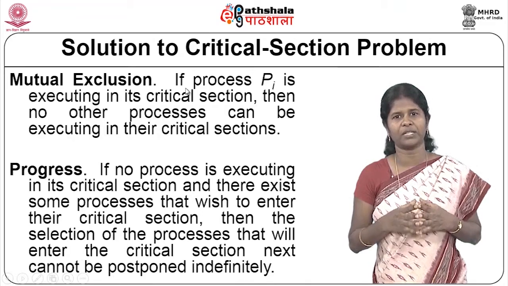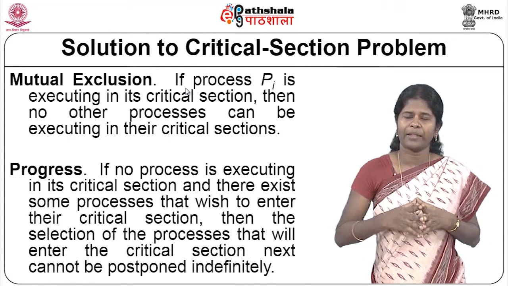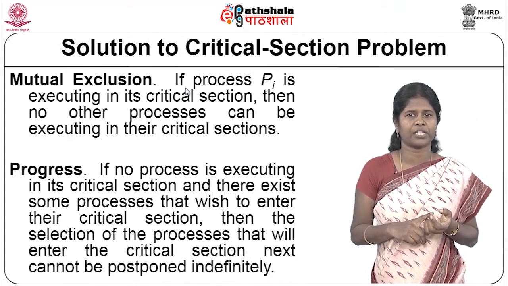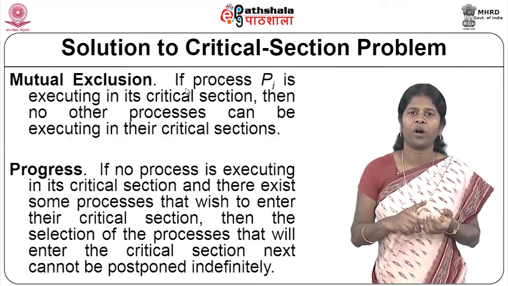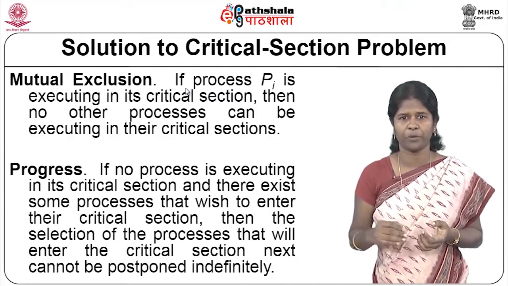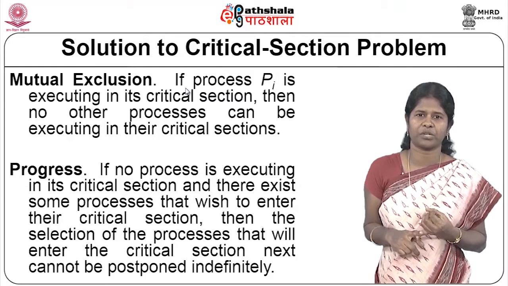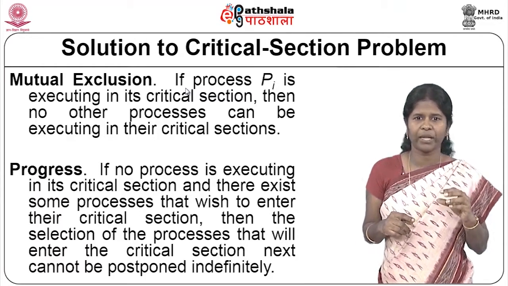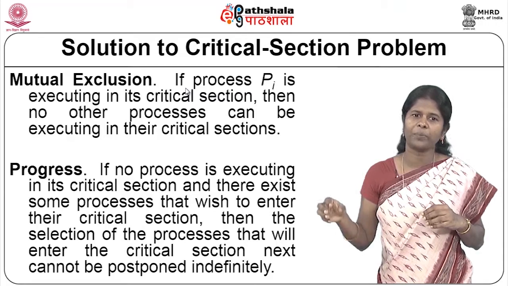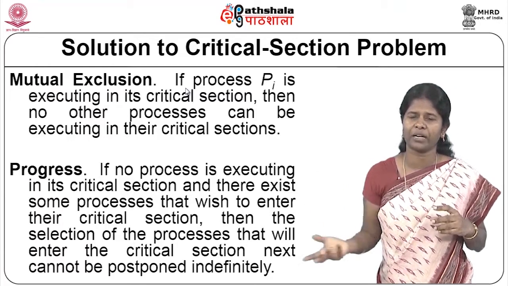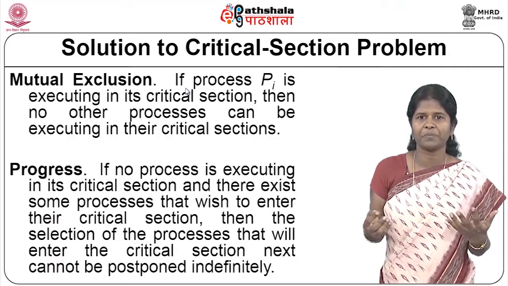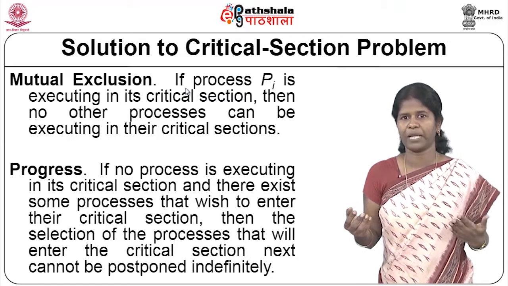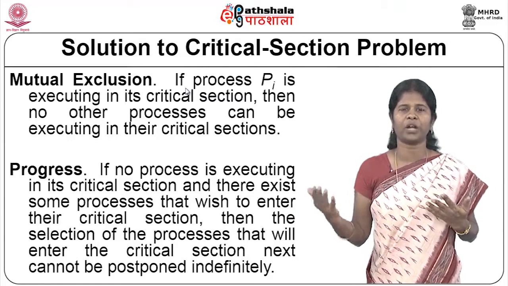When you are looking at a solution to a critical section problem, there are three different things that you need to look at. Any solution to the critical section problem should be able to solve these three problems. One is mutual exclusion. What is mutual exclusion? When one process is executing in its critical section, no other process should be allowed to execute their critical section. Explaining it in terms of the producer consumer problem we have seen, when the producer is executing counter plus plus, the consumer should not be allowed to execute counter minus minus.